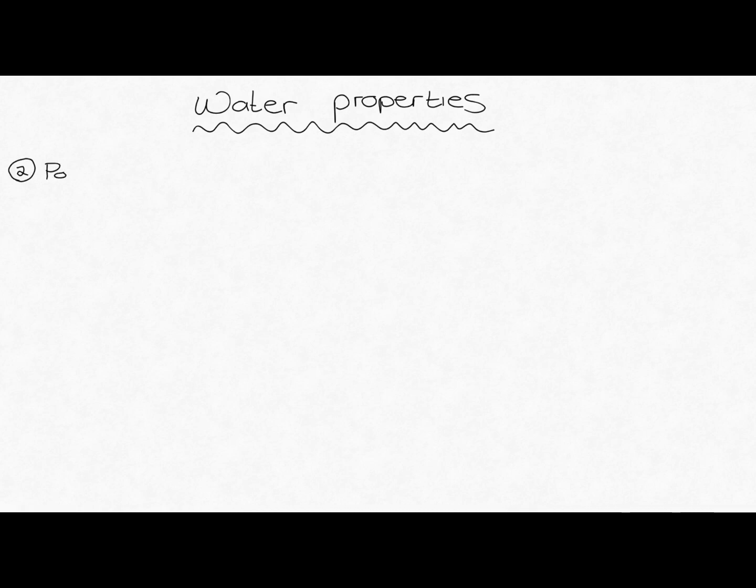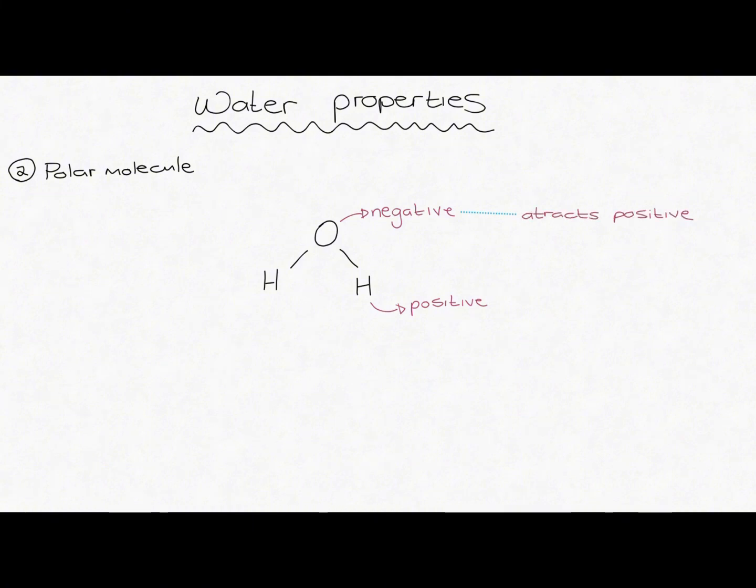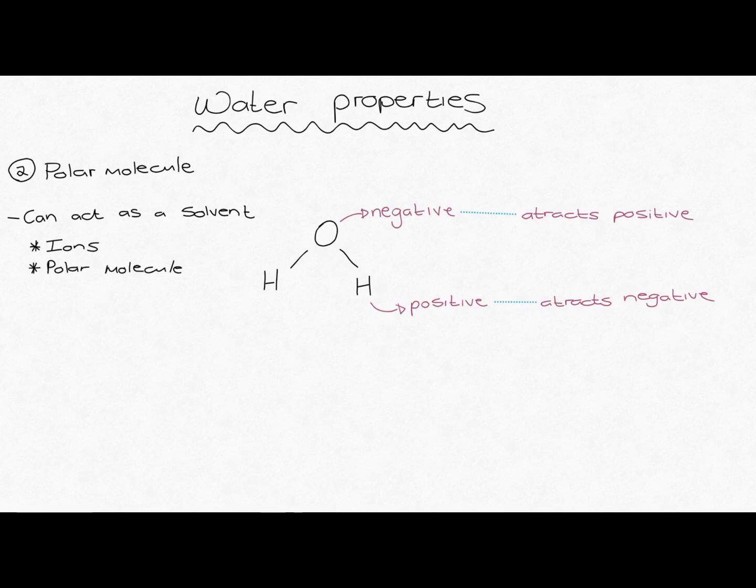The second property that we're going to look at is the fact that water is a polar molecule. Now, what this means is that the oxygen is slightly negatively charged and the hydrogen is slightly positively charged. The negative charge of the oxygen will attract other positive charges, and the positive charge of the hydrogen will attract other negative charges. This means that water can act as a solvent. So ions and polar molecules, meaning hydrophilic molecules, are able to dissolve into water.